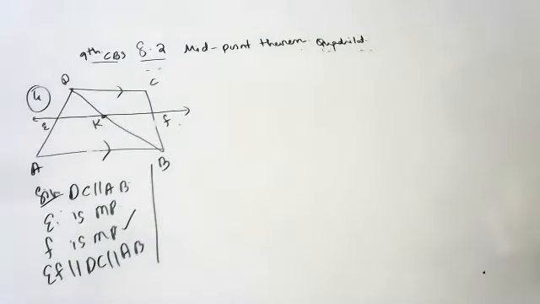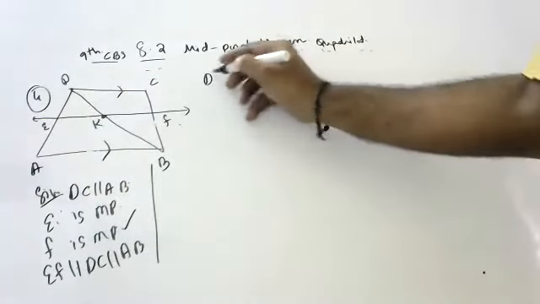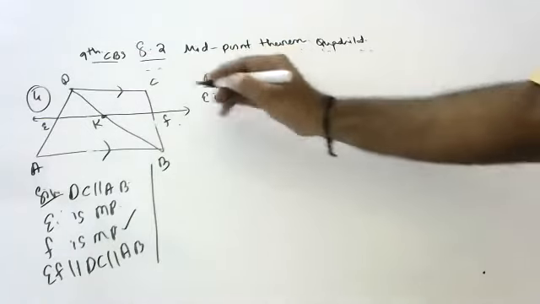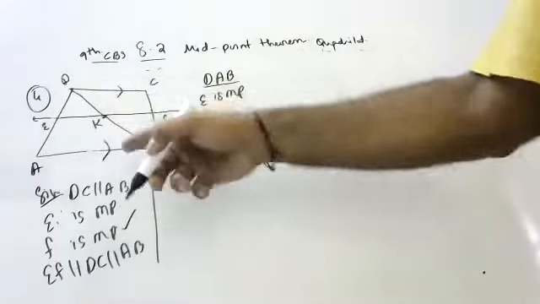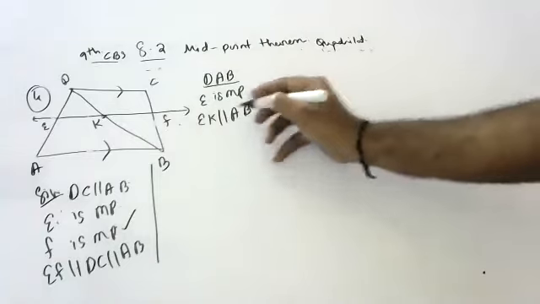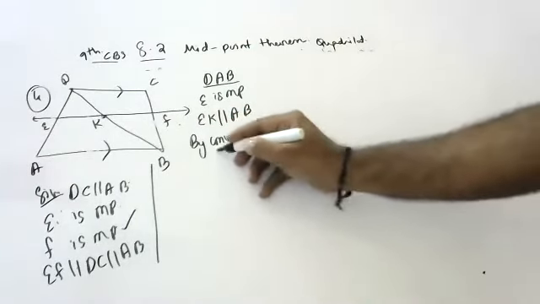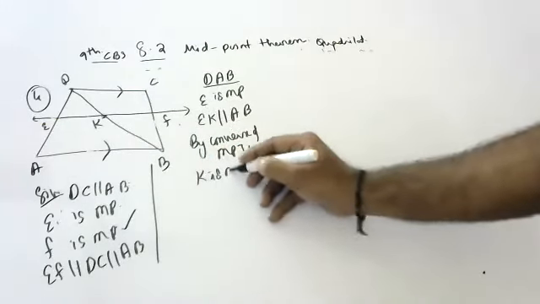Anyone wants to say? In triangle ABD, E is a midpoint, given. EF or EK? EK is parallel to AB. By the converse of the midpoint theorem, K is a midpoint. Very good.